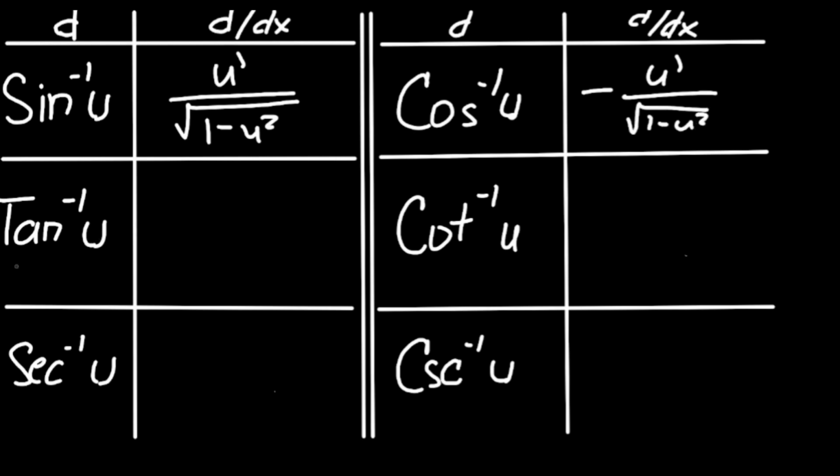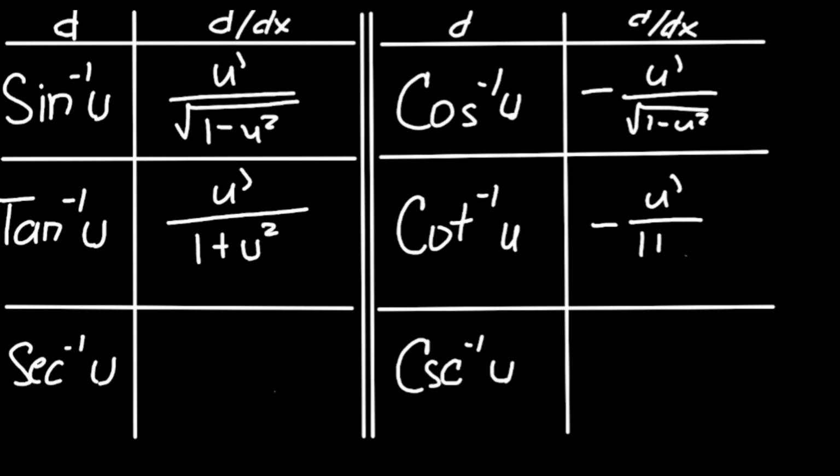The derivative of arctangent of u will be u prime over 1 plus u squared. The derivative of arccotangent of u is the same as arctangent of u, but just put it negative. The derivative of arcsecant of u will be u prime over the absolute value of u multiplied by the square root of u squared minus 1. The same is true with the derivative of arccosecant of u, which will be the negative derivative of arcsecant of u.